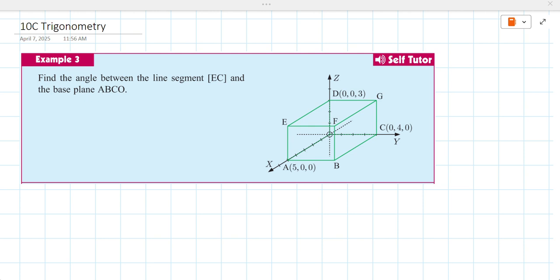First question: find the angle between the line segment EC and the base plane ABCO. Well, the first thing we need to think about is finding the coordinates of all the points. I guess we need to find the coordinates of E as well as the coordinates of B. And then we want to find the angle between the line segment and a plane. So let's do the easy stuff first.